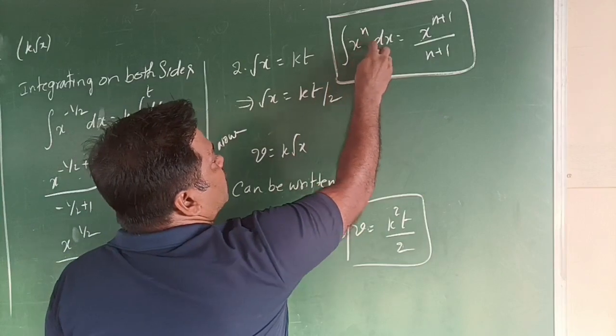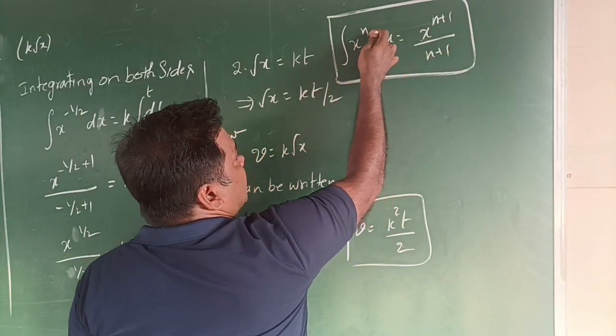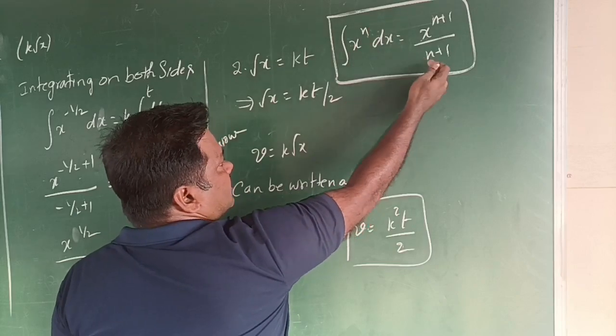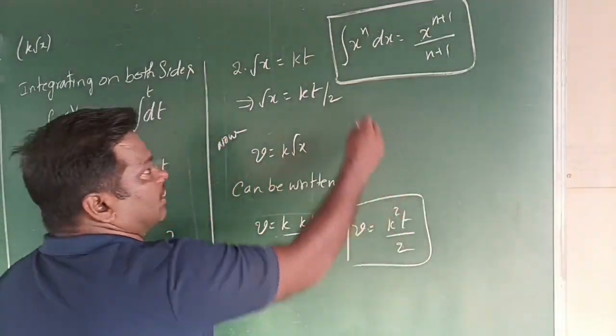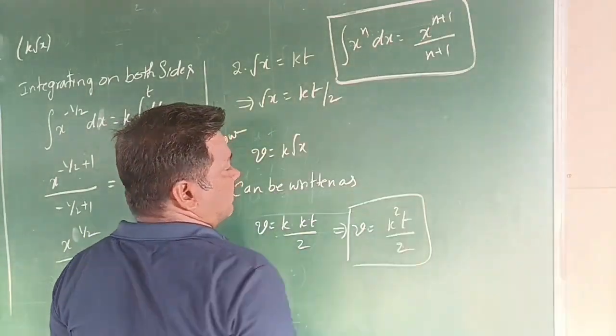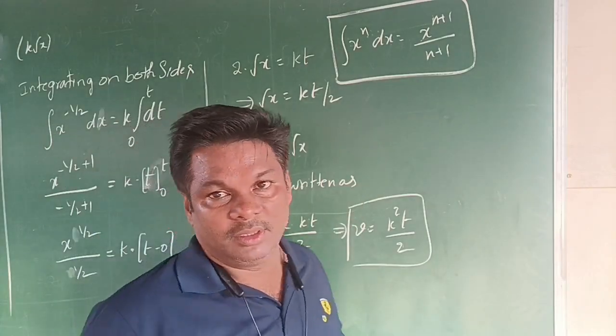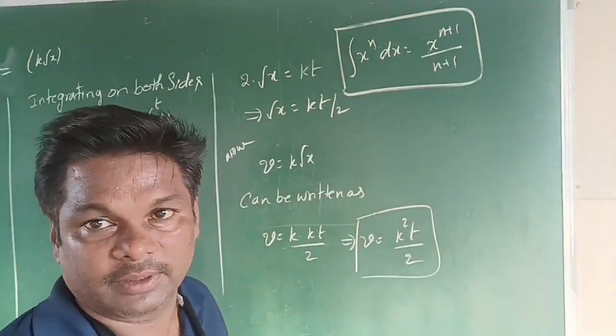The integral of x to the power of n dx is equal to x to the power of n plus 1 by n plus 1. The power should be increased by 1, and we divide by the same n plus 1. This is your formula. According to this only we are going to do this integral. Okay, come on to the second one.